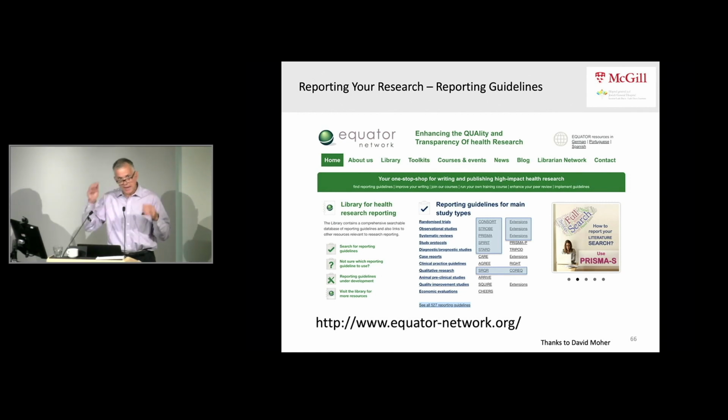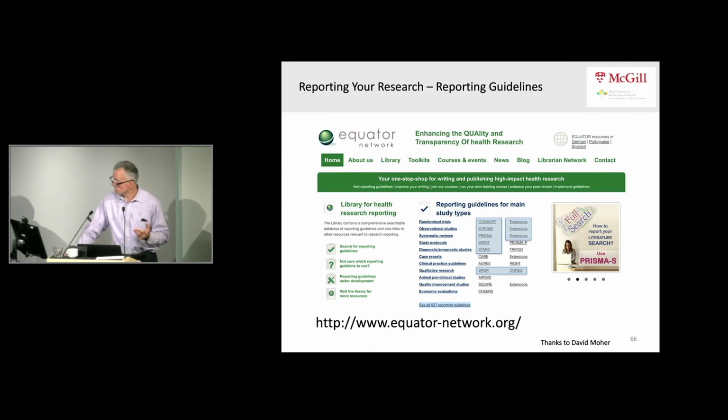So there's an add-on, right? So you'll see here the ones I've highlighted. CONSORT is for trials. I'm terrible with acronyms. I have no idea what the long names behind these acronyms are. But STROBE is for observational studies, so cohorts, cross-sectional studies. PRISMA is for systematic reviews and meta-analyses.